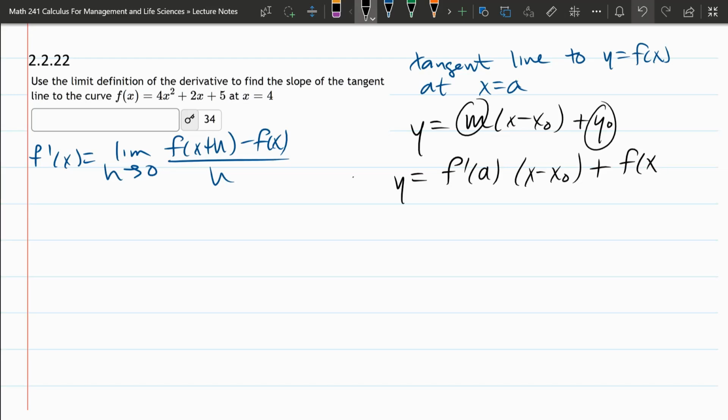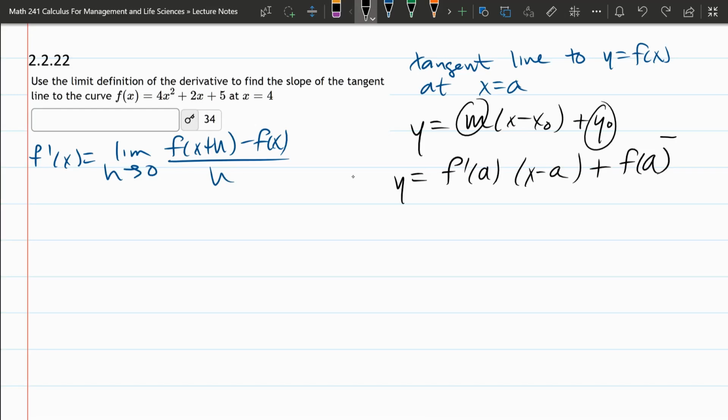oops, and we're using a, I should have put a in here. A is our x value we're using. So you're finding the slope at a. The point you're using is a is the x value, f of a is the y value.